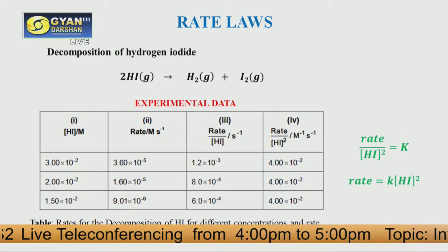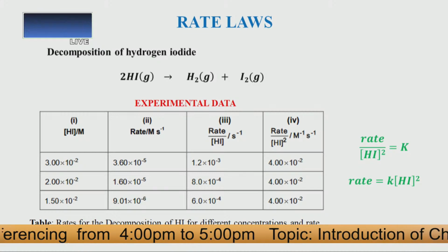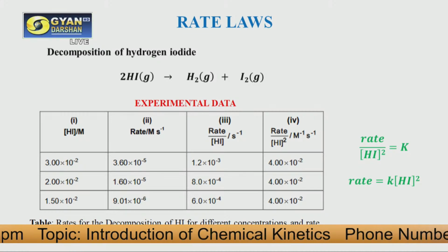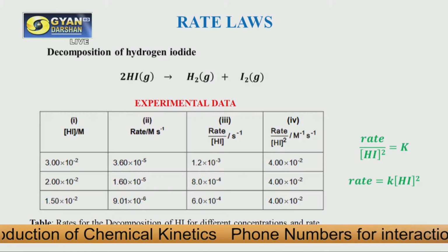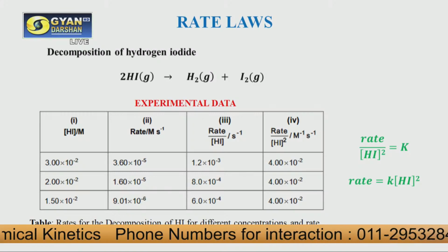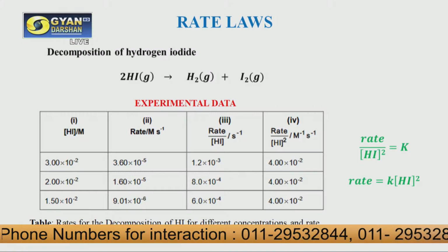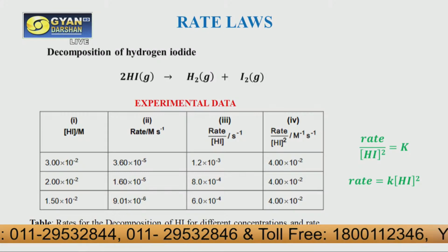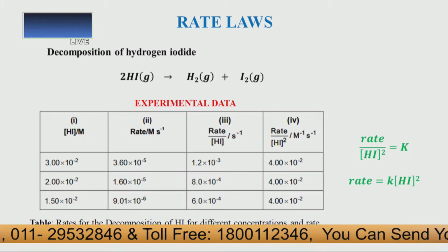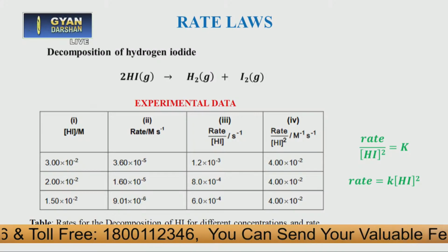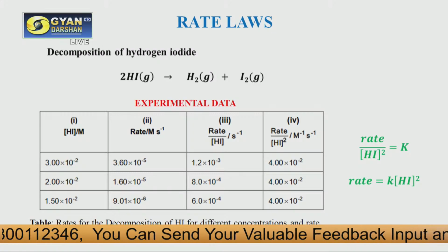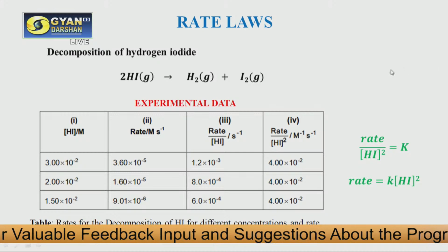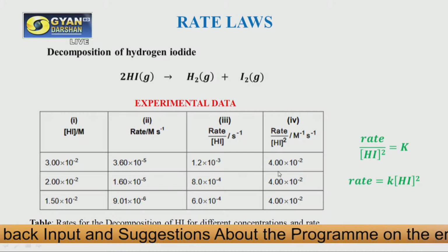Again, take another example, the decomposition of hydrogen iodide. Here 2 moles of hydrogen iodide break into hydrogen gas and iodine gas. We check the rate and HI: as the initial concentration of HI decreases, the rate decreases, and the rate divided by the concentration of HI gives some value, but it is not constant. Again, rate divided by the initial concentration of HI squared, and then we get a constant value.